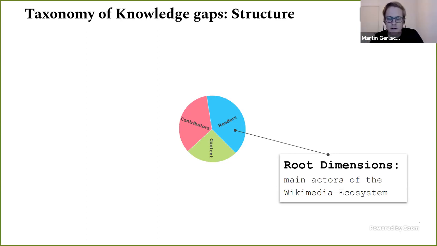Thank you, Miriam. Yes, so I will try to walk you through the general structure of the taxonomy. In the interest of time, I will not go into every single detail of the 35 gaps that we identified, but I will try to give a high-level overview of the different aspects that we are trying to capture with this taxonomy. And as you can see here, the starting point are the three root dimensions in the Wikimedia ecosystem in which we think knowledge gaps appear. These are readers, contributors, and content.